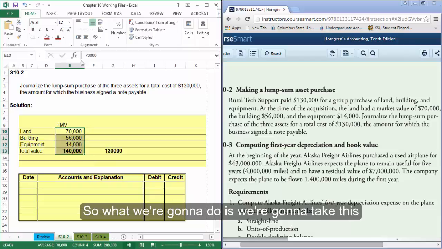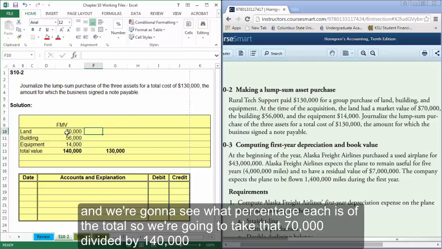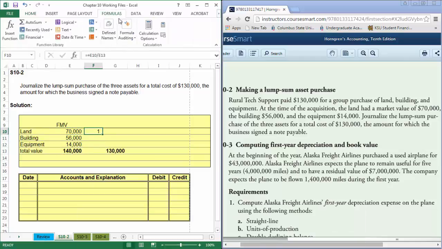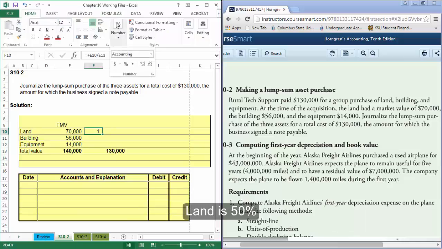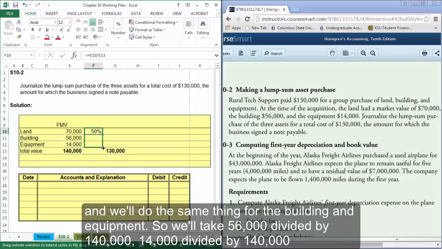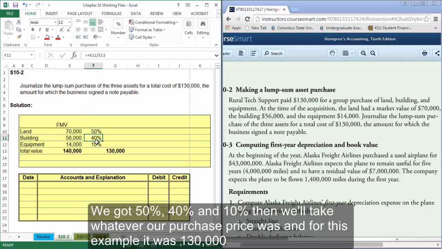All right. So what we're going to do is see what percentage each is of the total. So we're going to take that $70,000 divided by $140,000. So the land is 50% of the total value. Okay, so it's 50%. And we'll do the same thing for the building and equipment. So we'll take 56,000 divided by 140, 14,000 divided by 140. So we got 50, 40, and 10%.